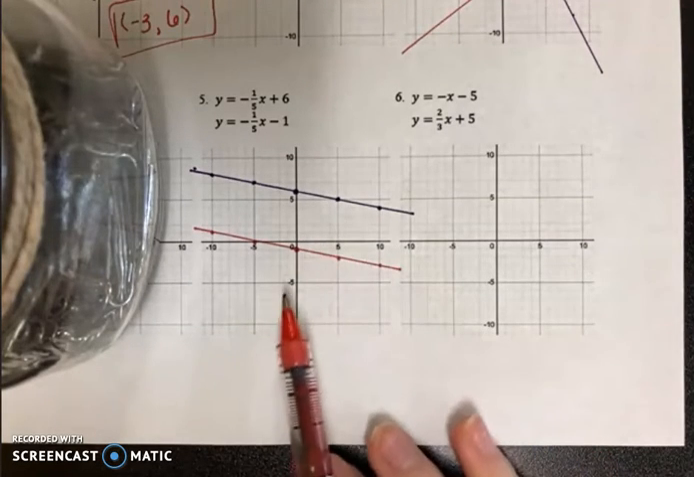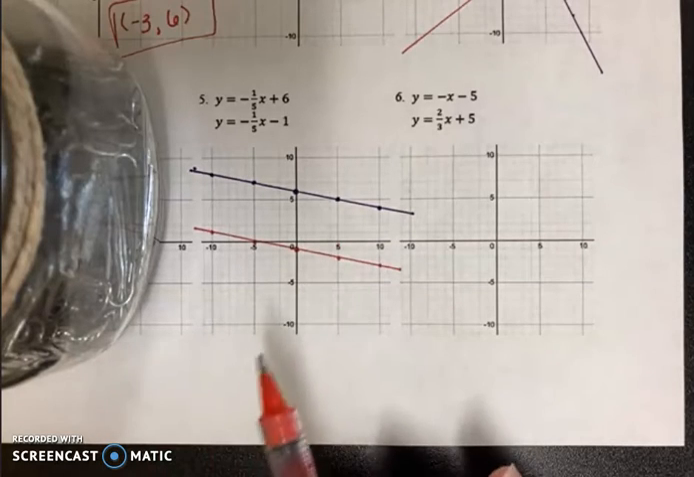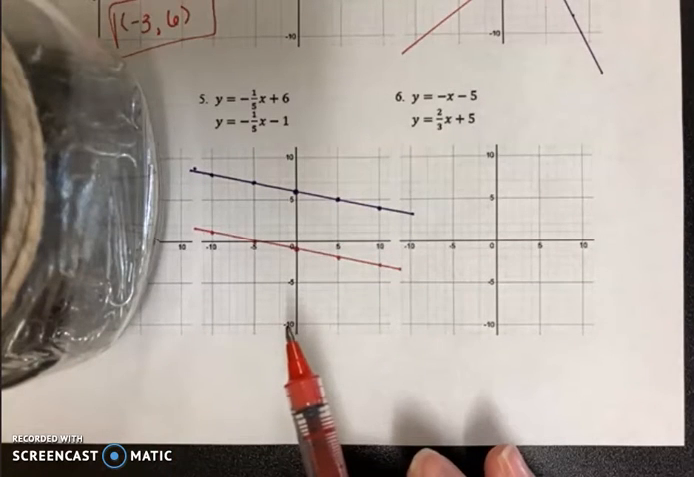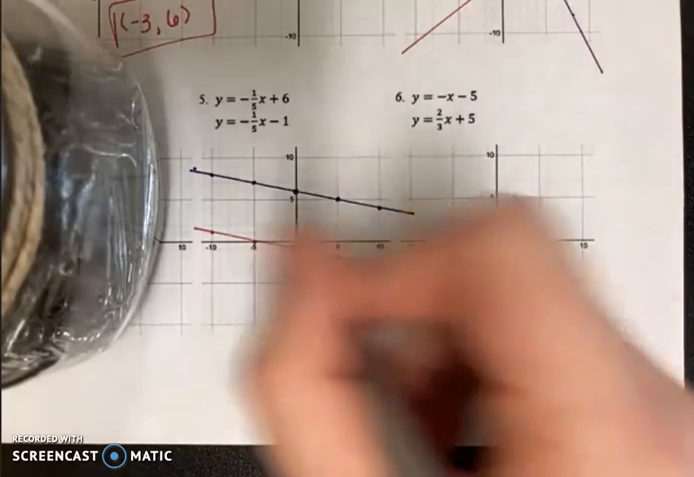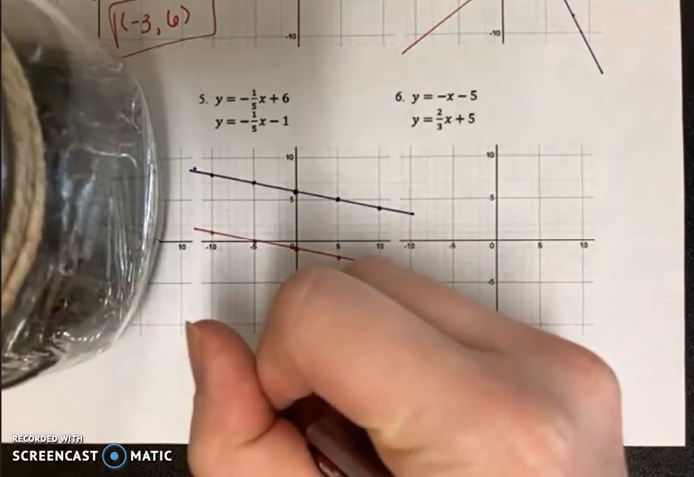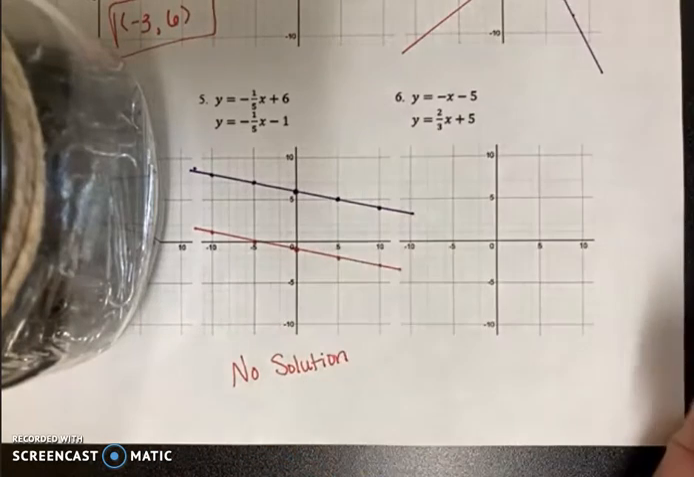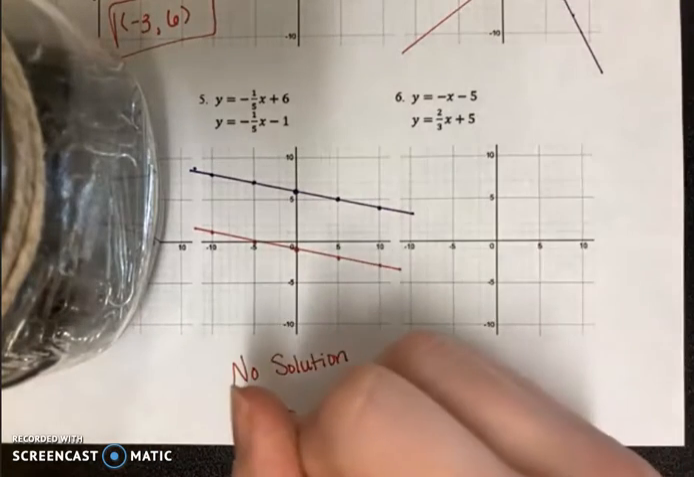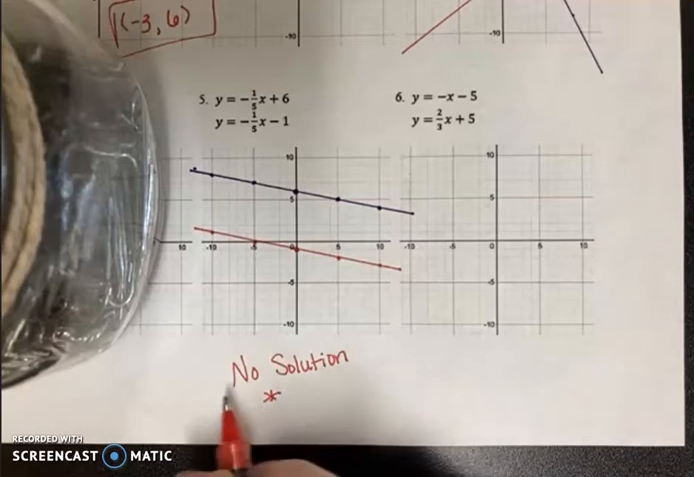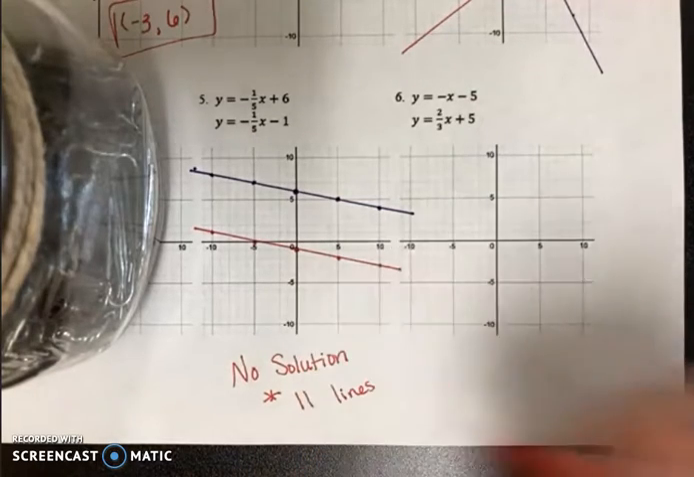Two parallel lines will never, ever intersect. So when you have two parallel lines, that means there is no solution. Because again, they will never have a point of intersection. An indicator that it's no solution, again, is parallel lines. That's the notation for parallel.